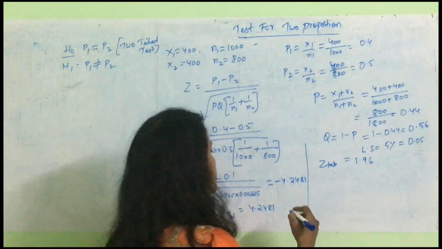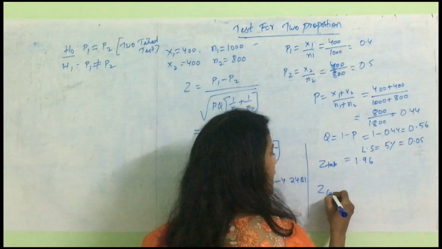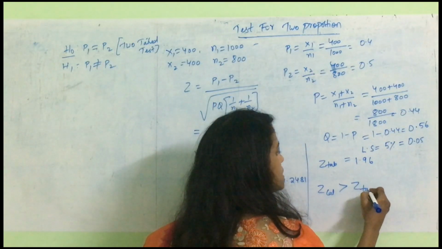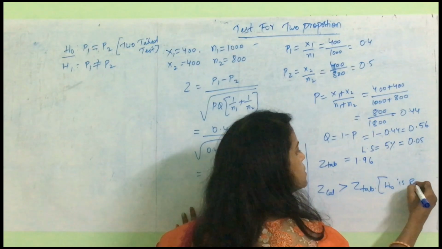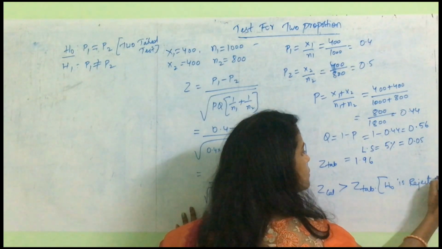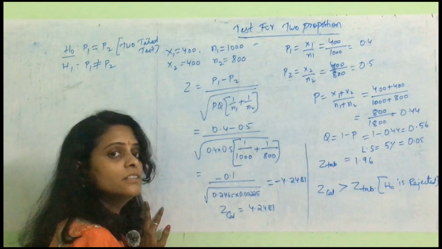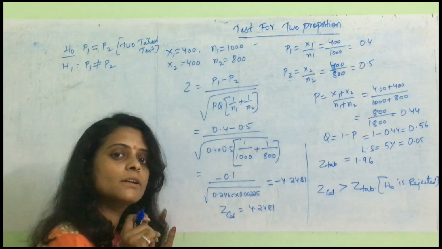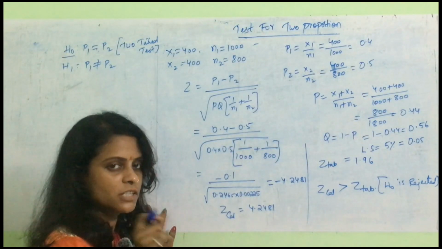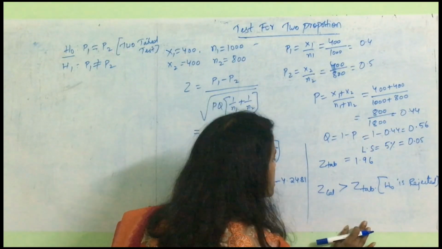Done. So we got the Z table value and Z calculated value also. The Z calculated value is greater than the Z table value. It means that the null hypothesis is rejected. So rejected means that the two towns do not have any significance between the consumers of wheat. So H0 is rejected.